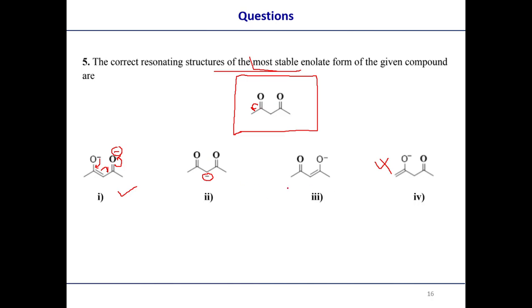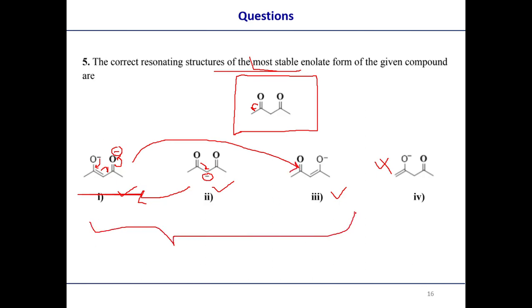Any other structure is there? Yes. If we move the arrow, we get this one also. Correct? And this is also stable, because here also delocalization is possible. This pi bond can delocalize here to give this structure, and this will give this structure after delocalization. So these three are stable forms of resonating structure. Correct? I hope all of you got it.